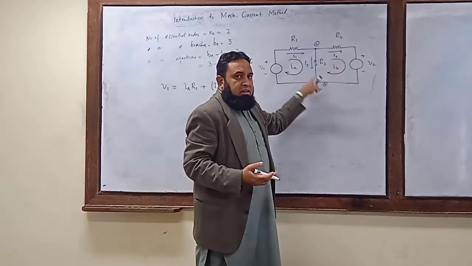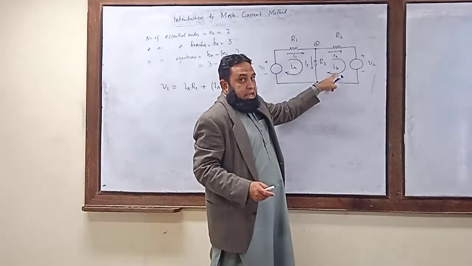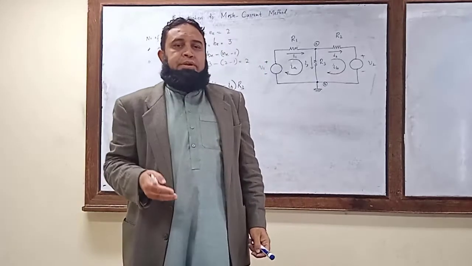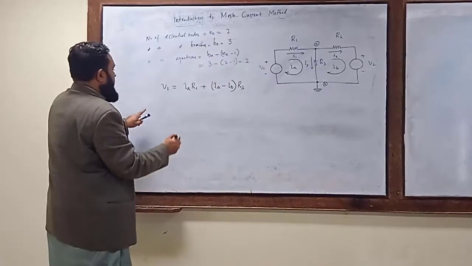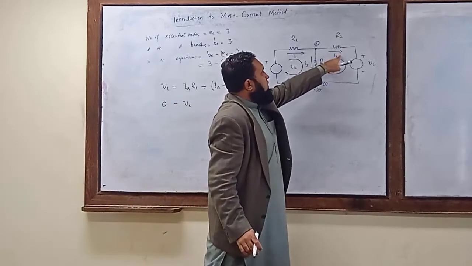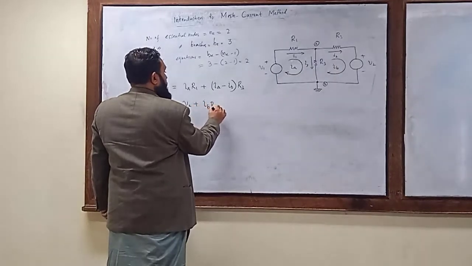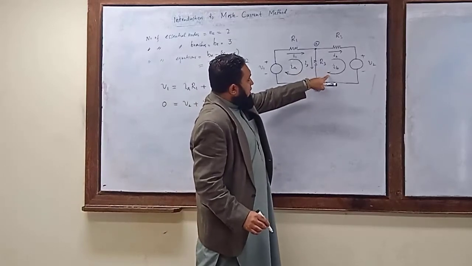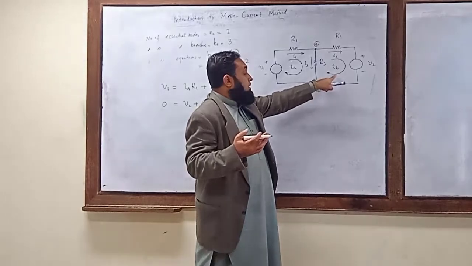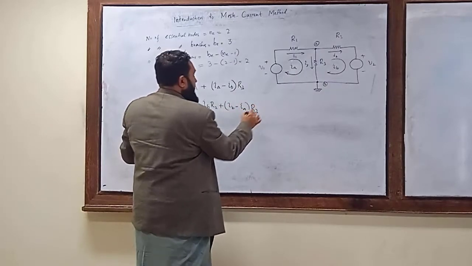Now, applying KVL to this loop. Considering the direction of the IB current, the current is flowing from the positive terminal to the negative terminal. When the current flows from the positive terminal to the negative terminal, we consider that as a voltage drop. So here, no voltage rise, V2 is the voltage drop. Now when the current is flowing through this resistance R2, IB into R2 will be the voltage drop. And what about here? This current is flowing in this direction. So while considering this loop, the net current will be equal to IB minus IA. So IB minus IA into R3 will be the voltage drop.